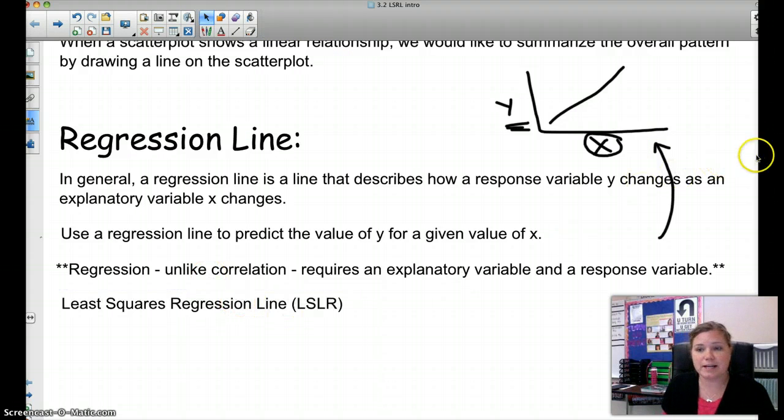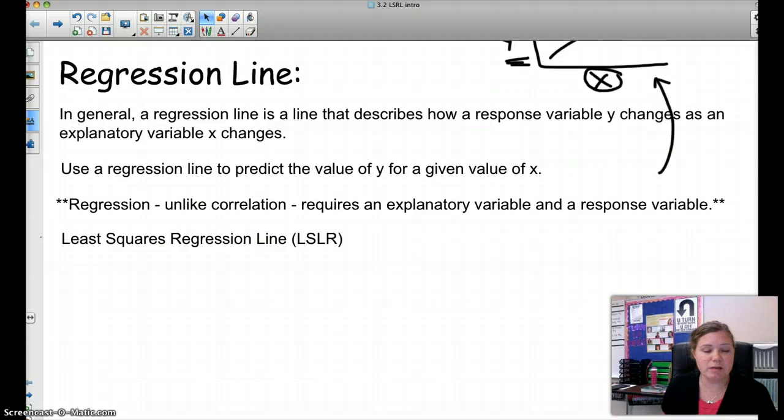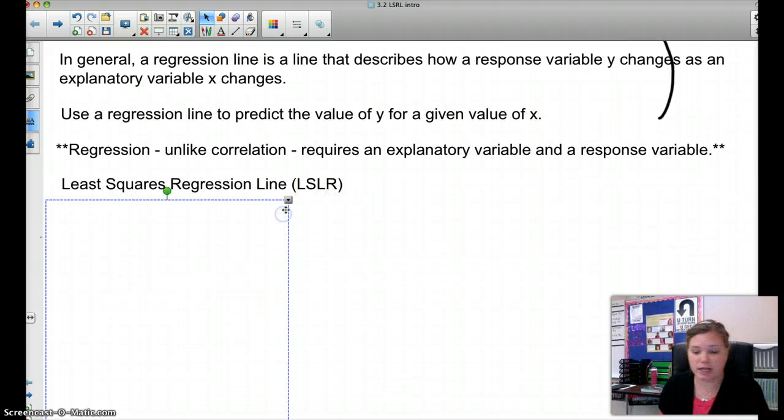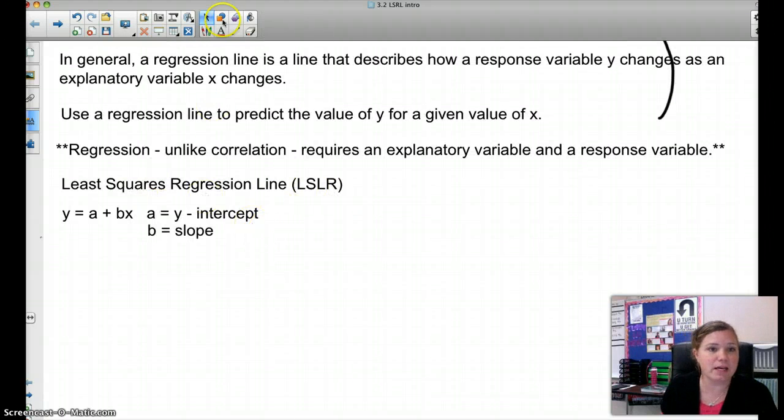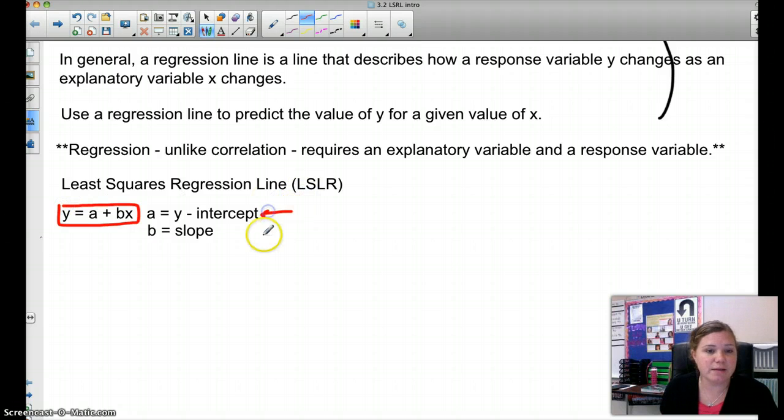All right, so in this class, we are going to be using the least squares regression line. Now the form of this line is y equals a plus bx. So this is a general form of your least squares regression line. A is our y-intercept and b now is our slope.